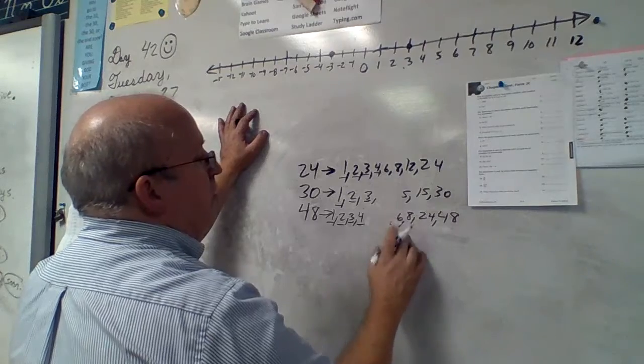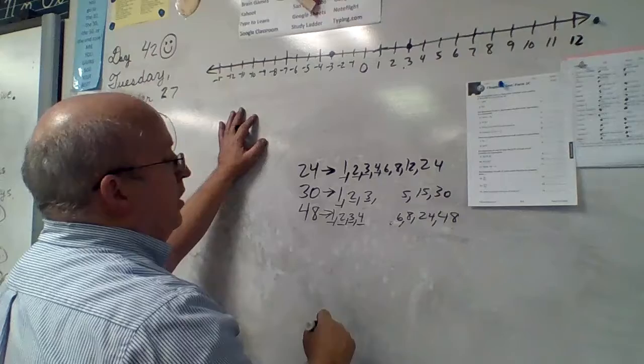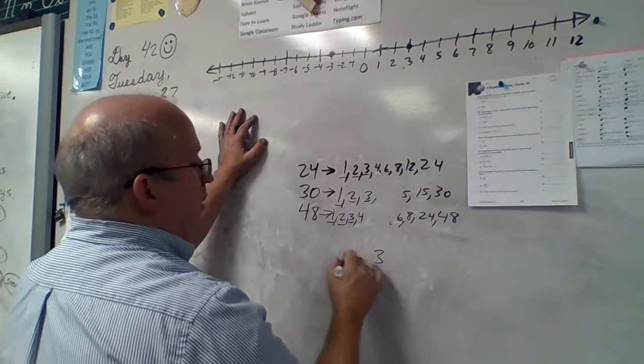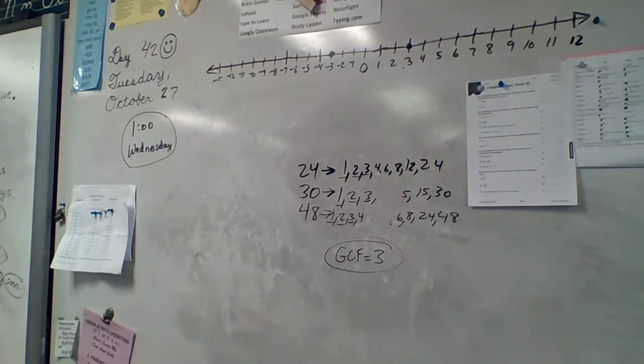Nope, they don't have 6's in common. Uh-oh. Looks like in this case, the biggest factor they have in common is 3. 3 is the greatest common factor. That's the biggest factor they have in common. Or I could do the factor tree thing as well. Let's see how we do that.